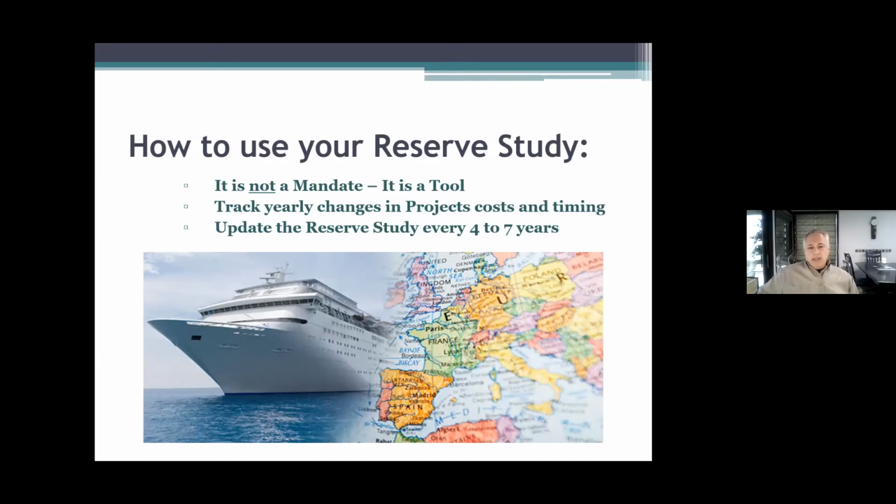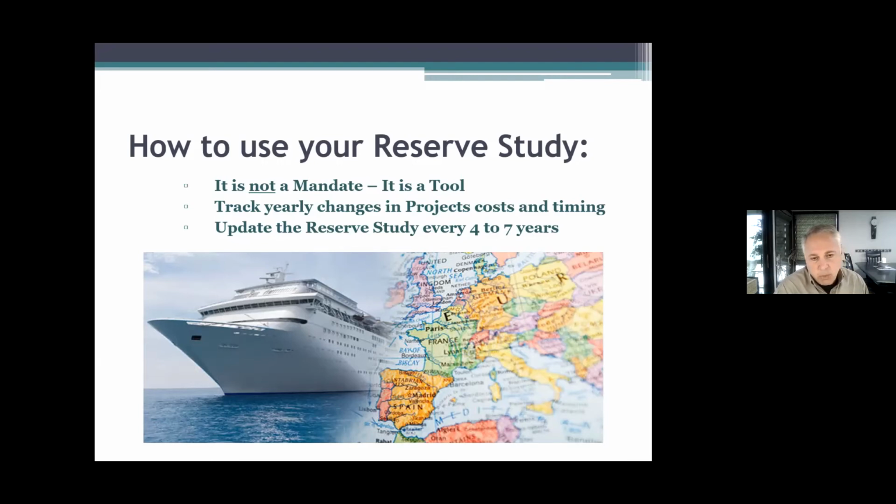Most importantly, when you look at your reserve study and you use it, it has a list of projects in there that are expected, but it's not a mandate to do the projects as they're listed. You're going to do them when they need to be done. You're not going to repave before you need to repave. You're not going to replace a roof well before it's due. But you need to be ready when you want to do it. So it's a tool to be used when you're putting your yearly budget together.